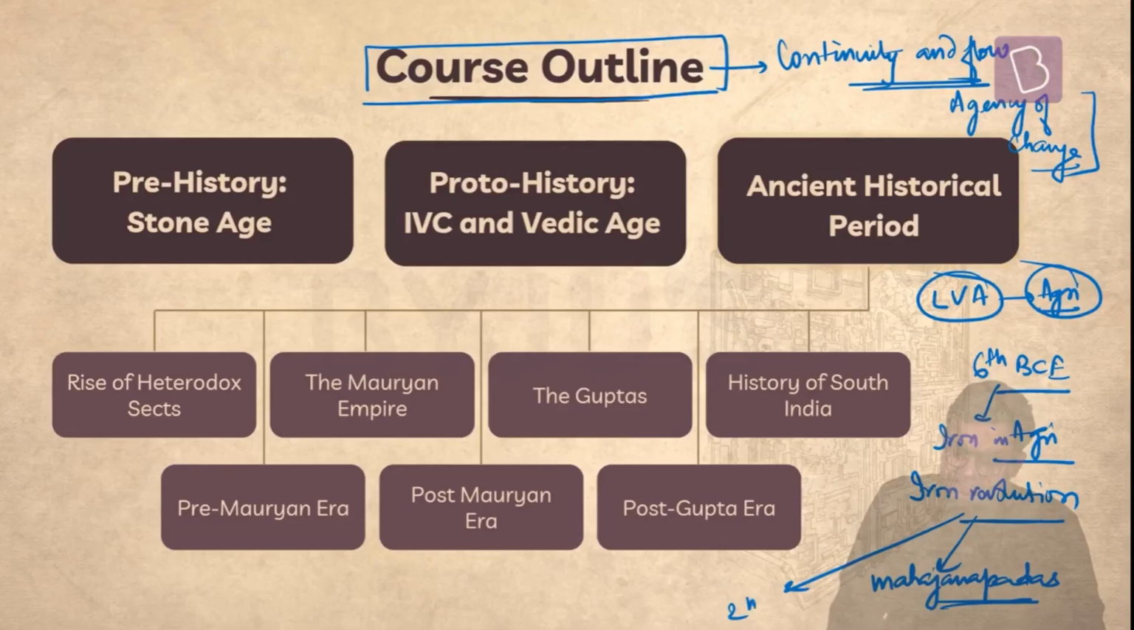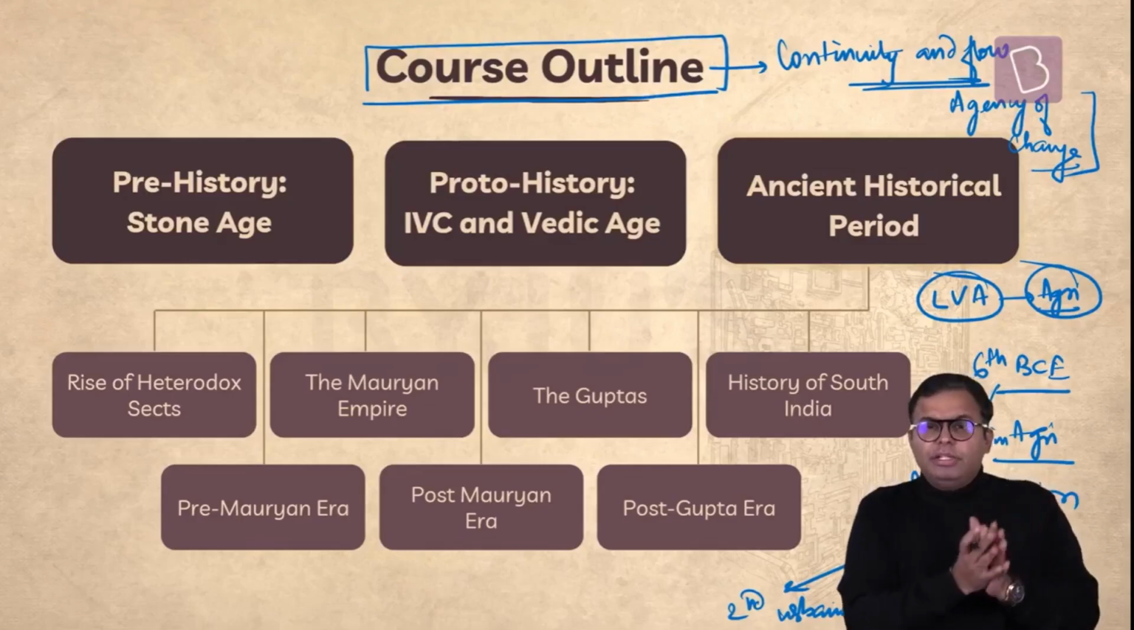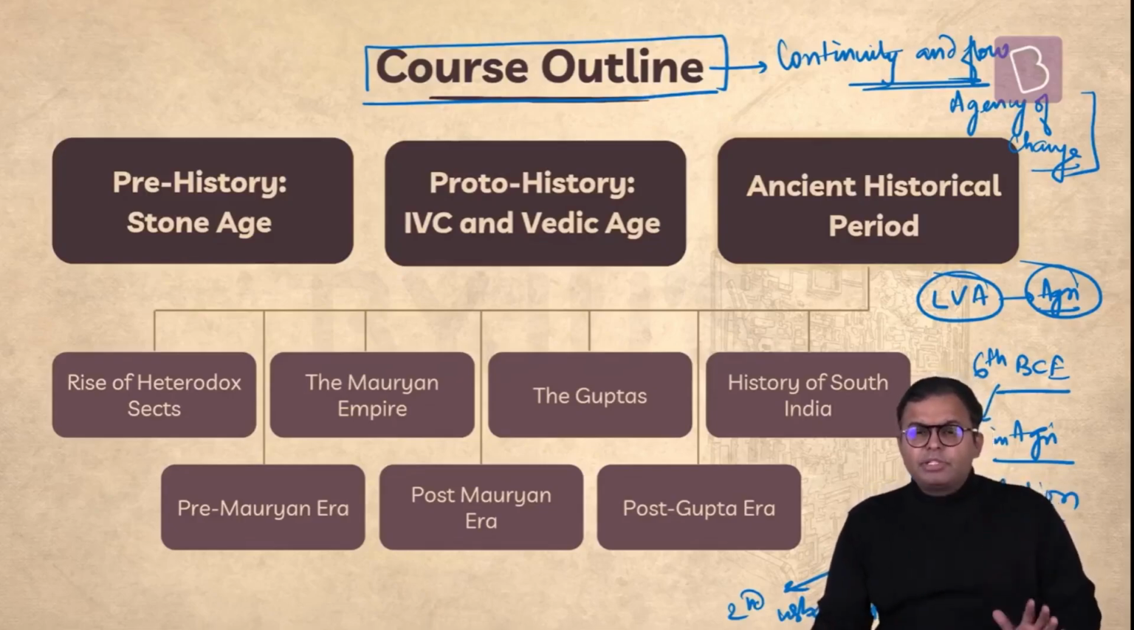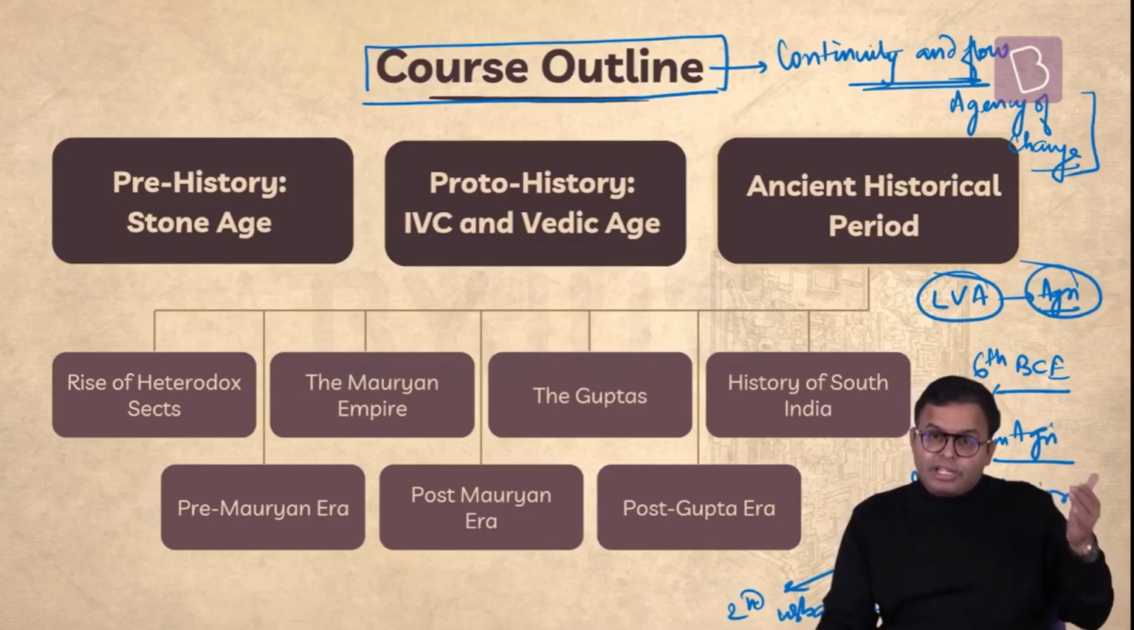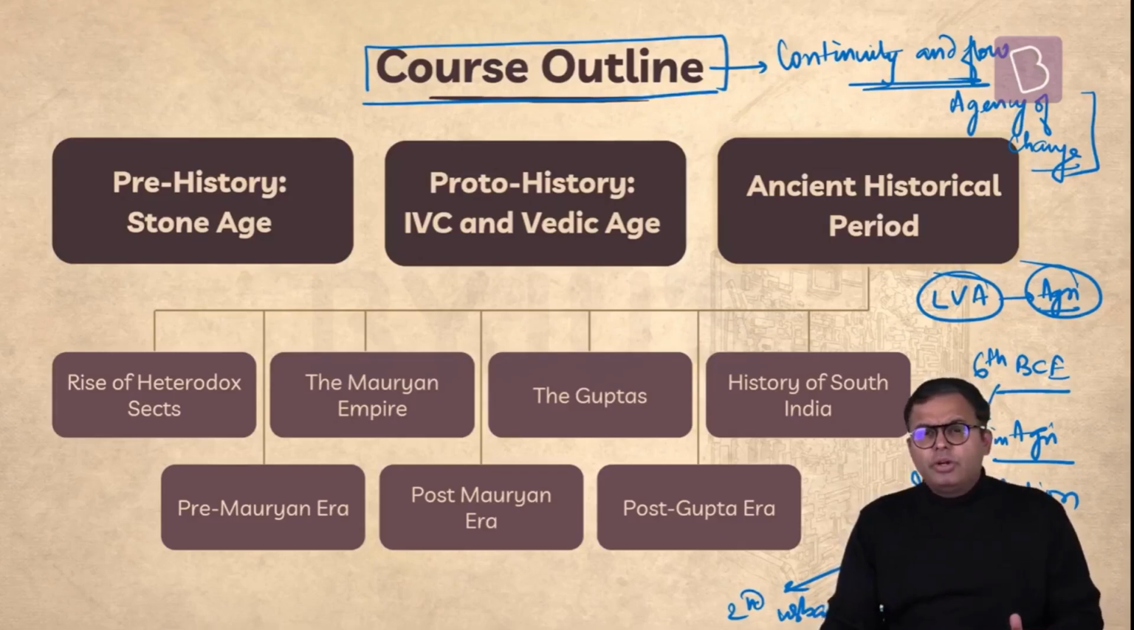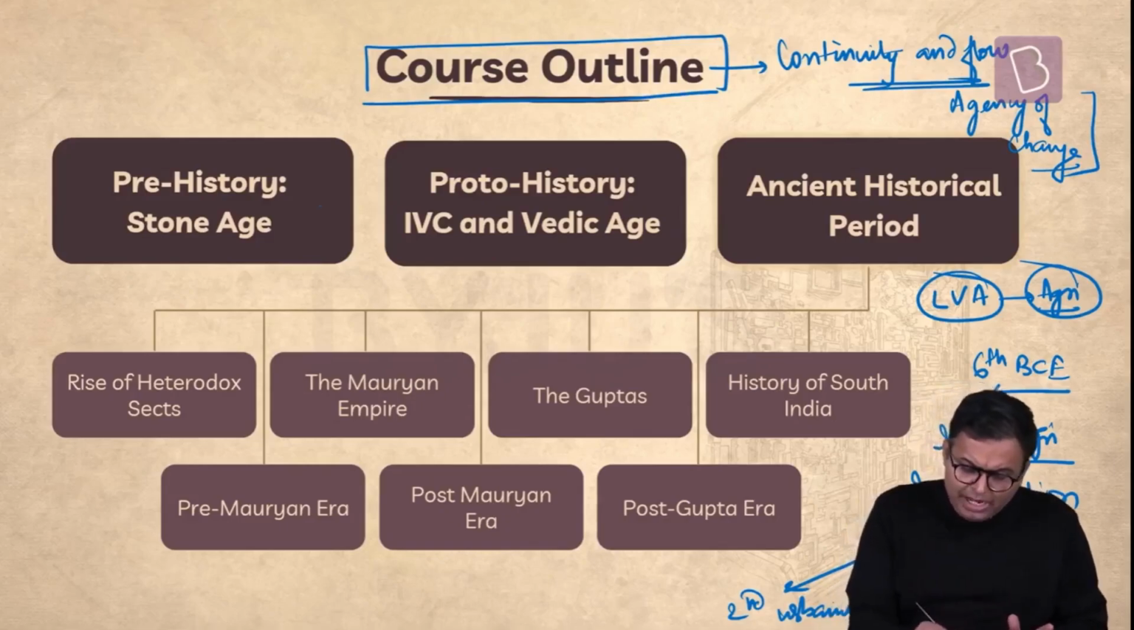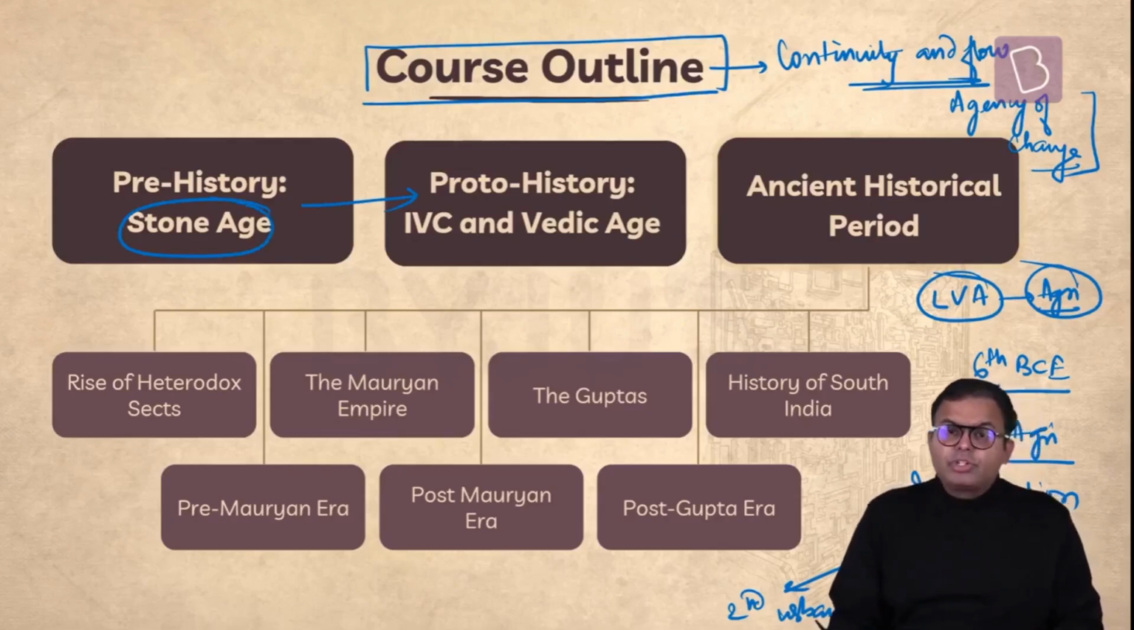We see second urbanization, and also how second urbanization and development in the field of economy contributed to the growth of Buddhism and Jainism, and also patronage to a number of heterodox sects. We'll have to understand what are the heterodox sects. And in your syllabus, you have to do Buddhism, Jainism, and Ajivikas. So we do have to start the flow from the beginning of community life, Stone Age, to proto-historic period, that is IVC and Vedic age.